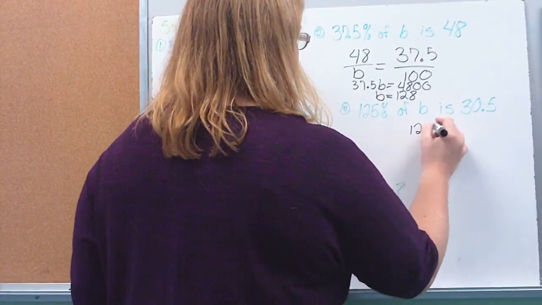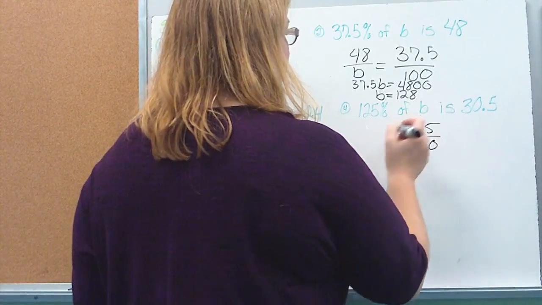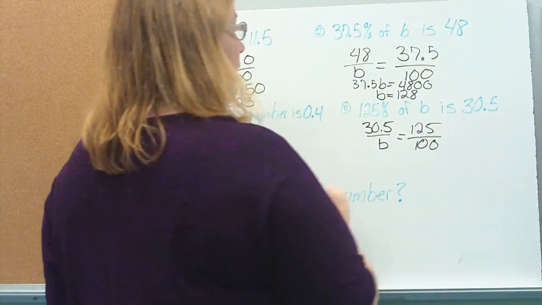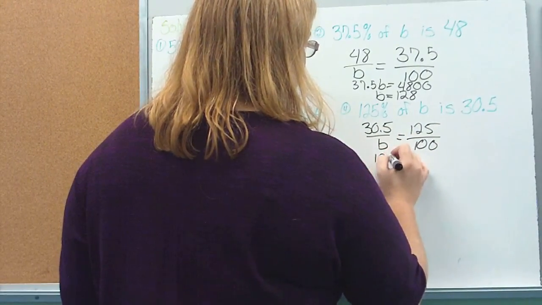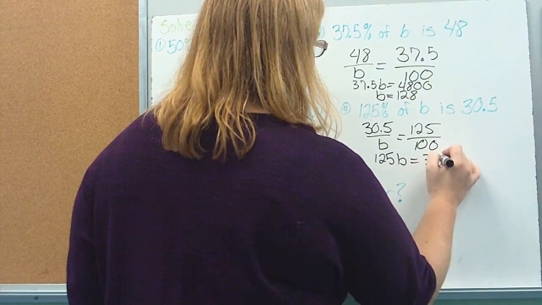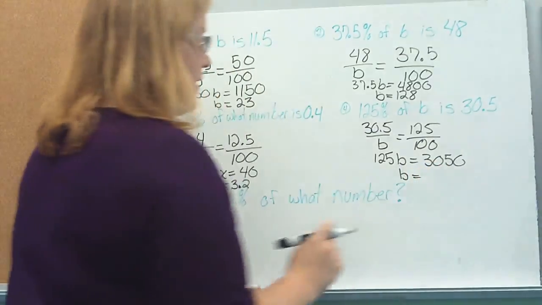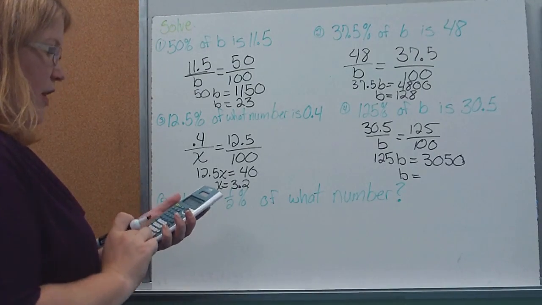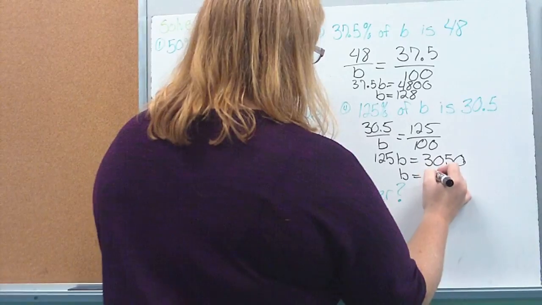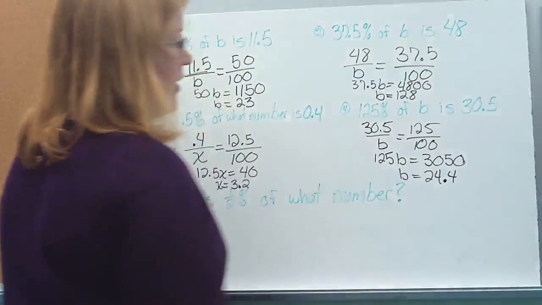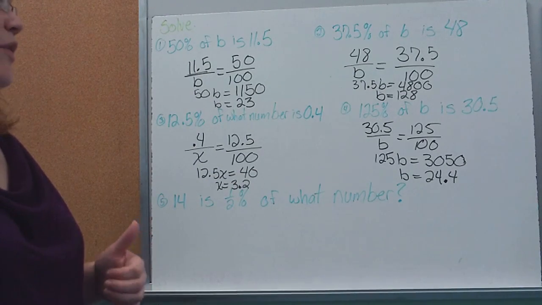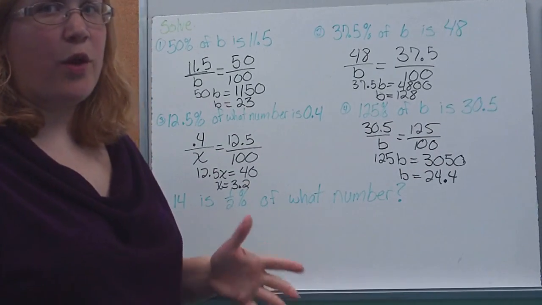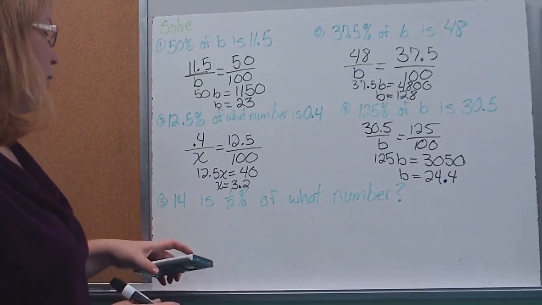So here, 125%, fill that in. I know that always goes over 100. Of B, so I don't know what B is. I don't know what my of is. Is 30.5. Is goes on top, of goes on the bottom. Again, we're just going to keep going the way we've been. We're going to cross multiply. Then I'm going to solve my equation by dividing both sides by the 125 to get B by itself. And I find out that my original number was 24.4. This is smaller than the percentage, but that makes sense because this percent is greater than 100. So that makes sense.